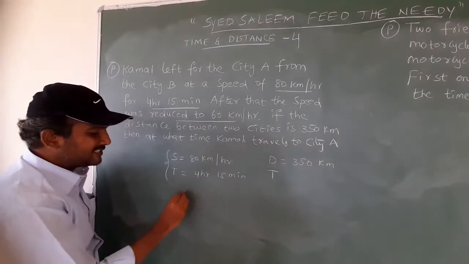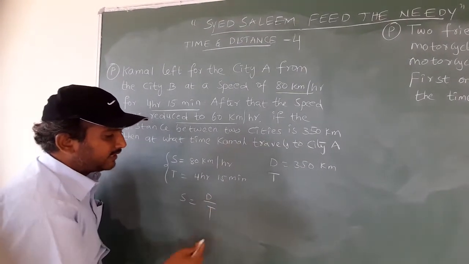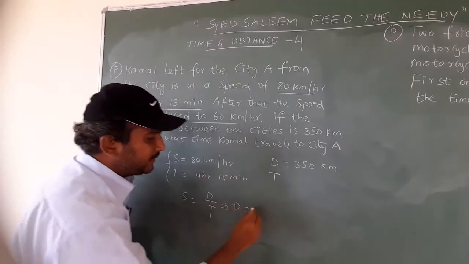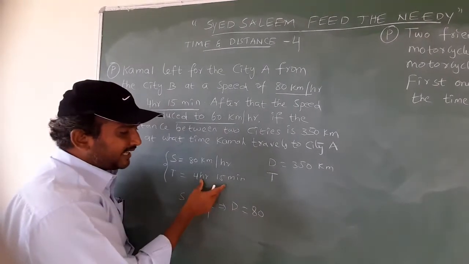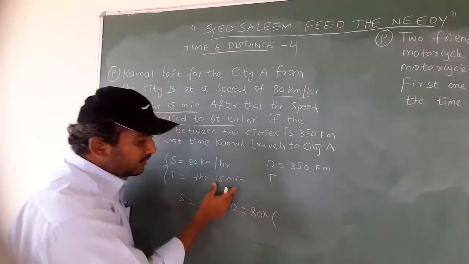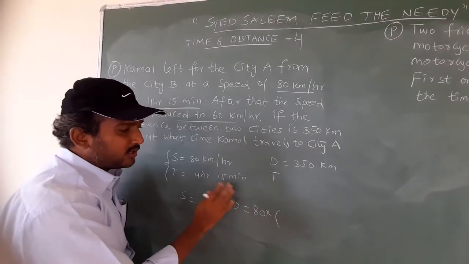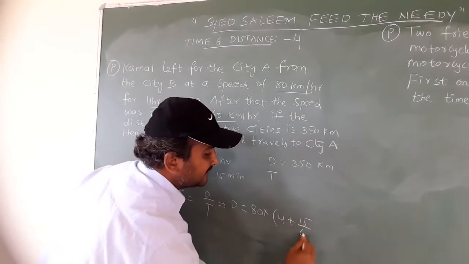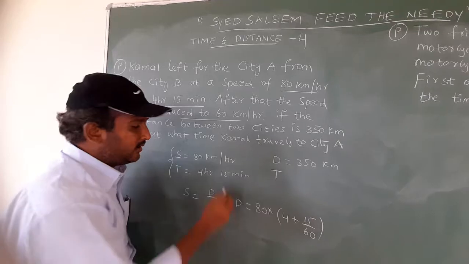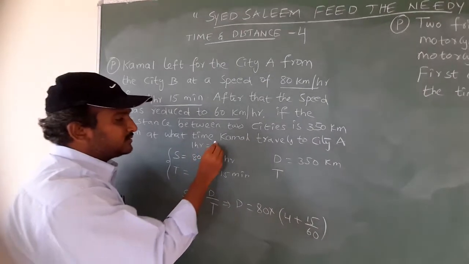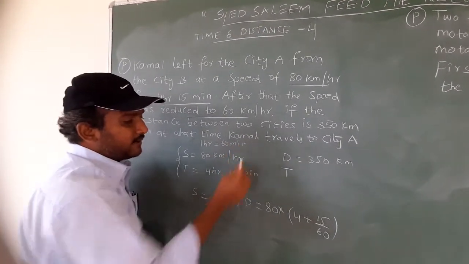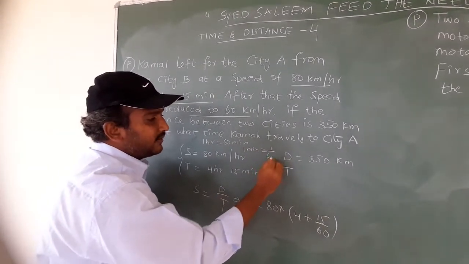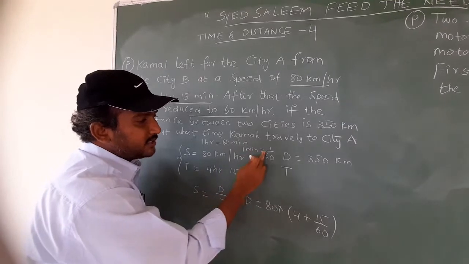Now, if you observe, speed is equal to distance upon time, and we require distance, so distance is equal to speed into time. What is the speed? 80. Time is given here in minutes, therefore I am going to convert this into hours. That means 4 plus 15 by 60. Why? Because we know that 1 hour is equal to 60 minutes. Is it clear? Therefore, 1 minute is equal to 1 by 60 hour. Therefore, 15 minutes is equal to 15 by 60.